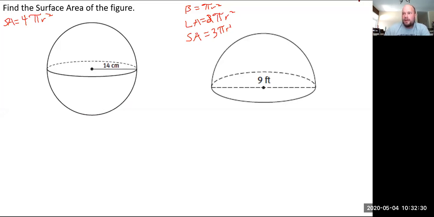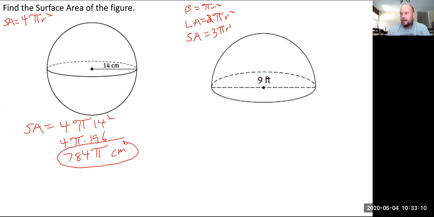All right. Let's go ahead and plug these in. So these ones are just plugging in to get values. Again, for our surface area on this one, plug in the radius of 14. So 4 pi 14 squared. So 14 squared is 196. So we have 4 pi times 196. Multiply that 196 by 4, and we get 784 pi, and this is in centimeters squared.